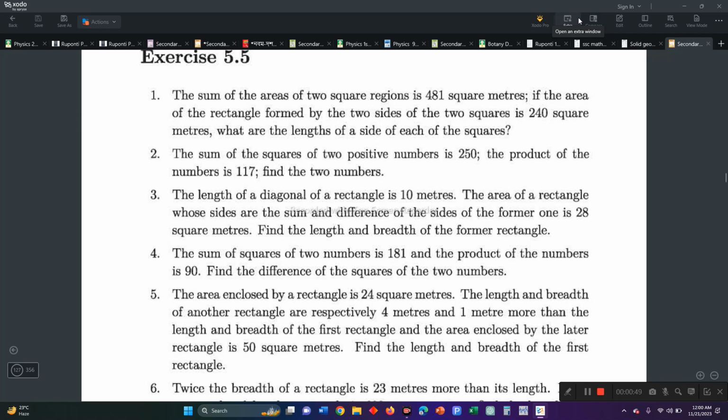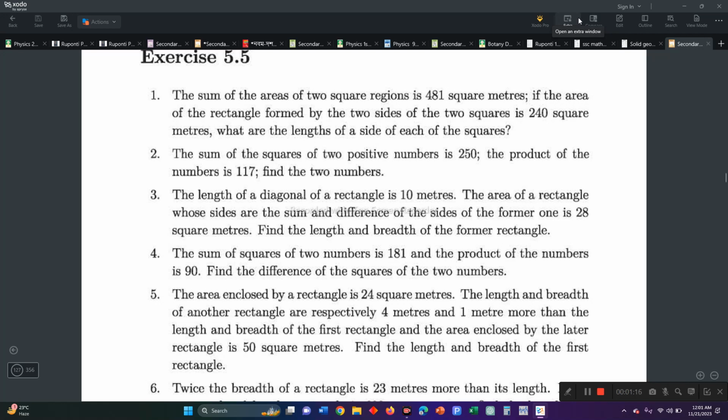First of all, they have said that there are two squares, a big square and a small square. Let the first large square be x and the second square be y. So the areas will be x square and y square, and the sum of the areas will be x square plus y square is equal to 481. This is the first condition they have said.